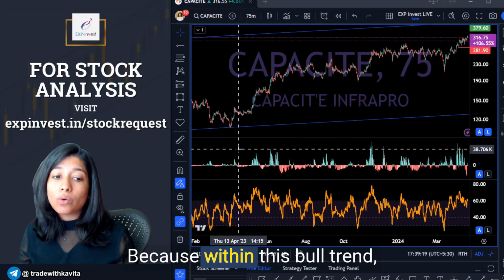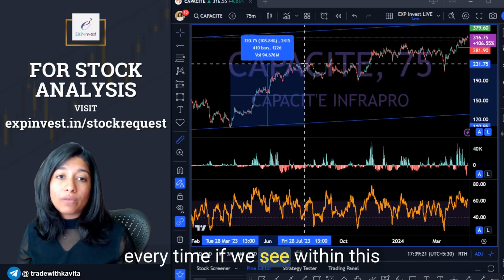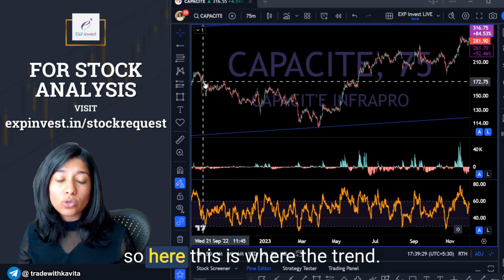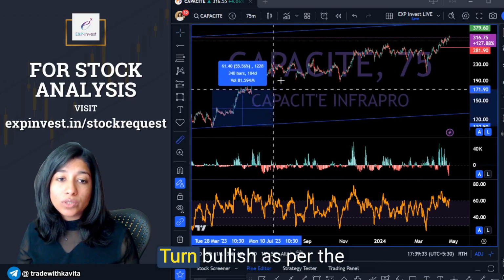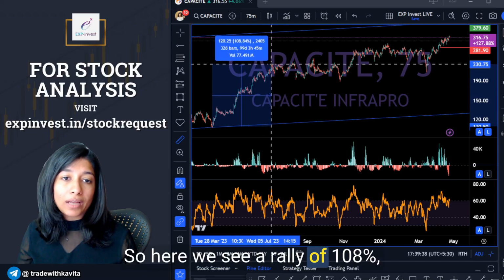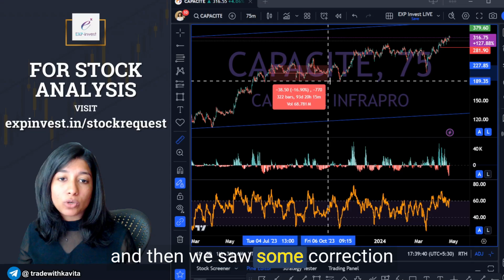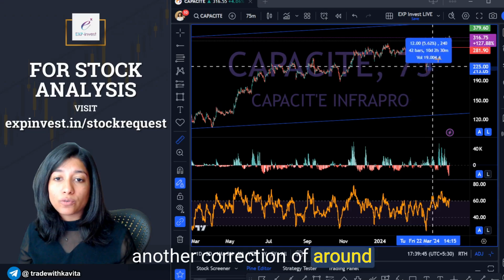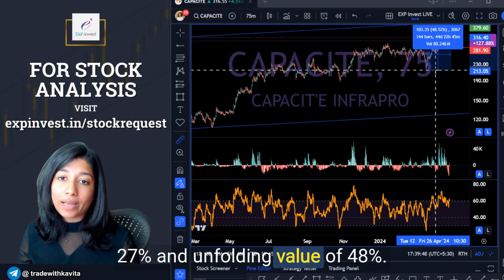Why? Because within this bull trend, every time we see within this leg, here, for instance, this is where the trend is bullish as per the daily time frame also. So here we see a rally of 108%, and then we saw some correction of 17%, another rally of 57%, another correction of around 27%, and an unfolding rally of 48%.